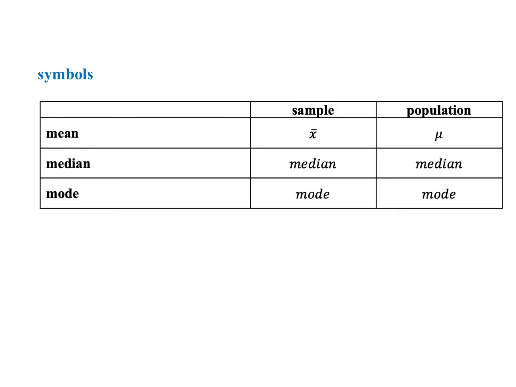Before we look at these examples, please note that we use x bar with a lowercase x to represent the sample mean and the lowercase Greek letter mu to represent the population mean. The mean, median, and the mode, we don't have special symbols for them.